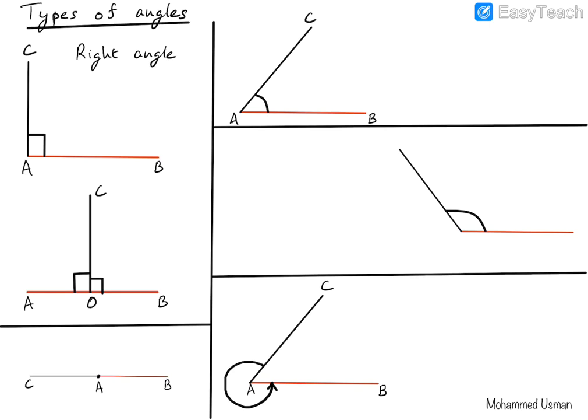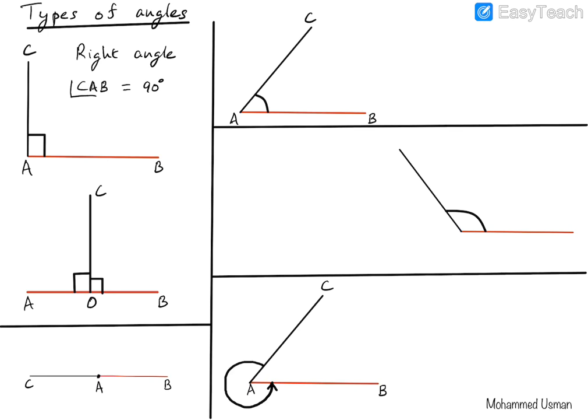Okay, so you can write this as angle CAB equals 90 degrees. So what is a right angle? A right angle has a value exactly equal to 90 degrees. So we get a right angle when we have something like an L shape. One line is horizontal and the other line is perpendicular to it, which is basically vertical.